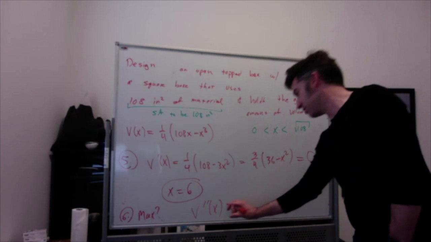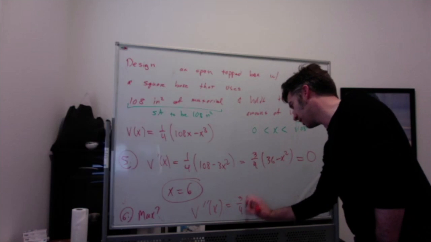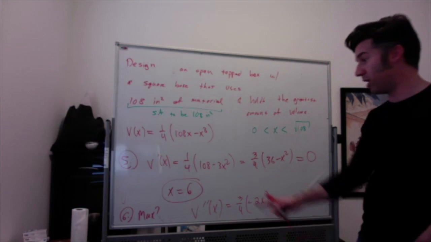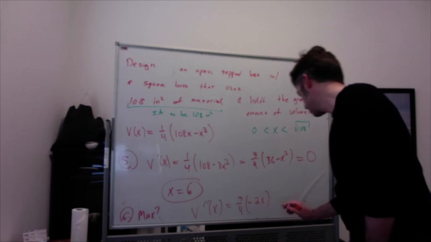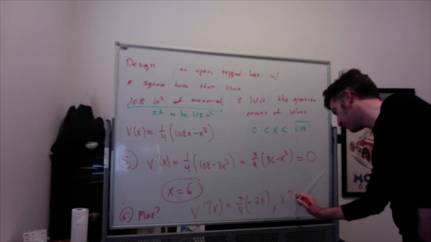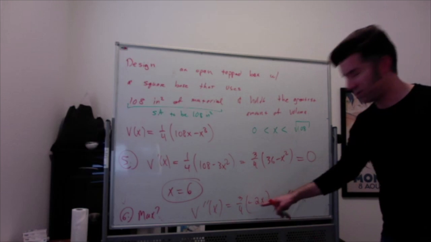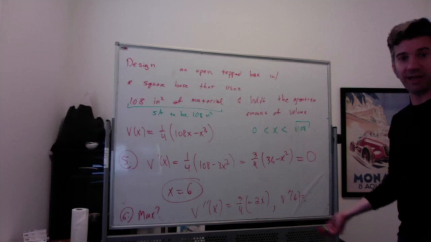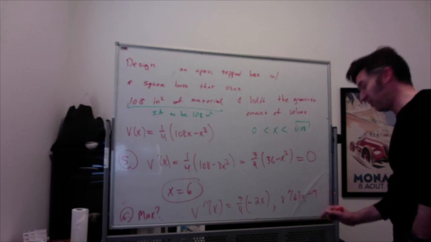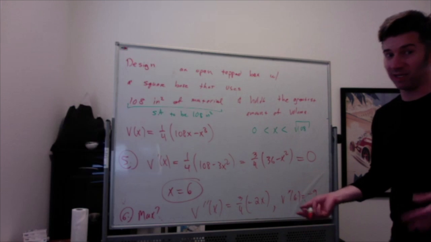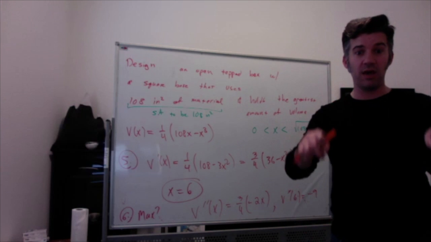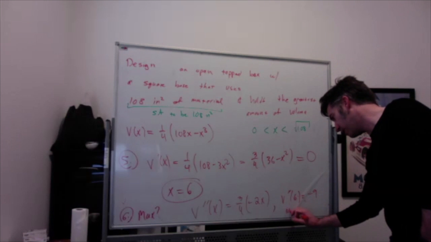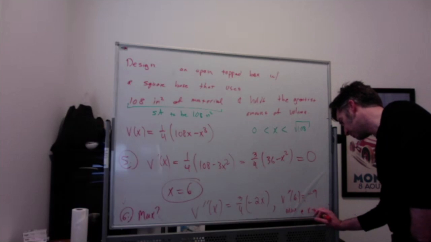The second derivative is going to be 3/4 times the derivative of this, which is just negative 2x. Plug in your critical point, and you can see that v double prime of 6 is going to be 3/4 times negative 12, which is negative 9. I don't care really what it is. I care that it's negative, because if it's negative, that means it's concave down, which means we have a maximum. So this is a maximum. We have a maximum at x equal to 6.